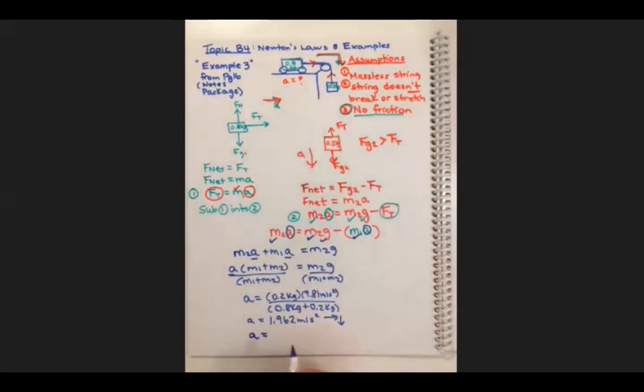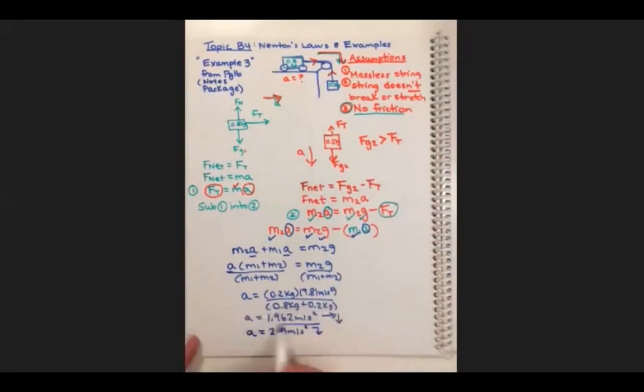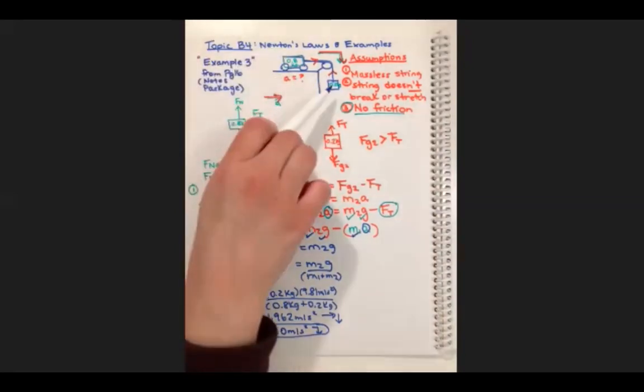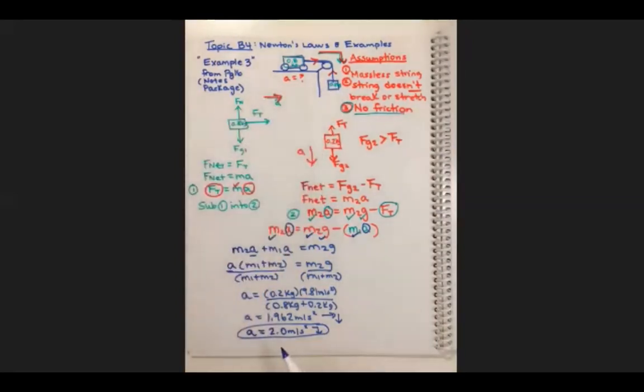Acceleration is equal to 2.0 meters per second squared over and down. We want to round to two significant figures because in the original question, the masses were given as 0.80, 2 sig figs, 0.20, that's 2 sig figs as well, and we always round our final answers to the smallest number of sig figs out of the numbers that we've used. So that is the question. Calculate the acceleration of the cart.